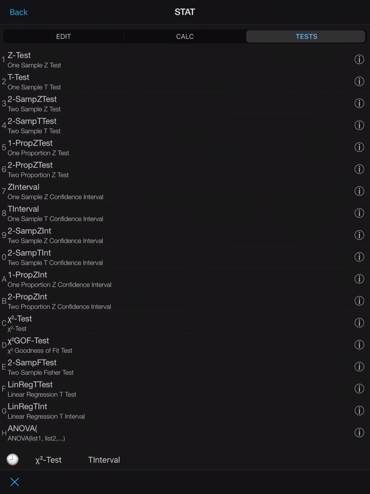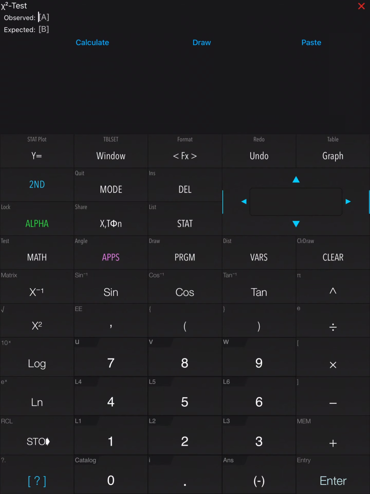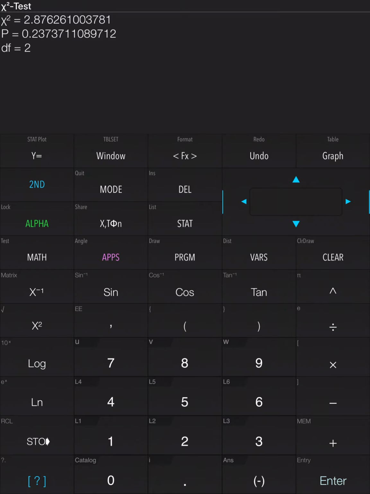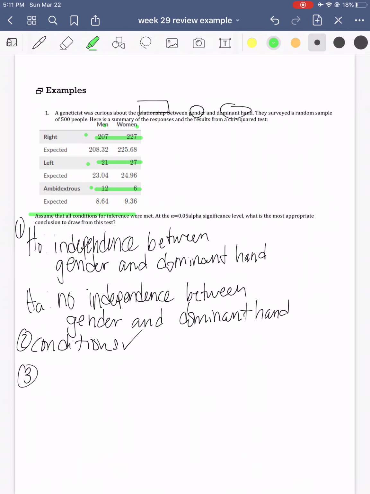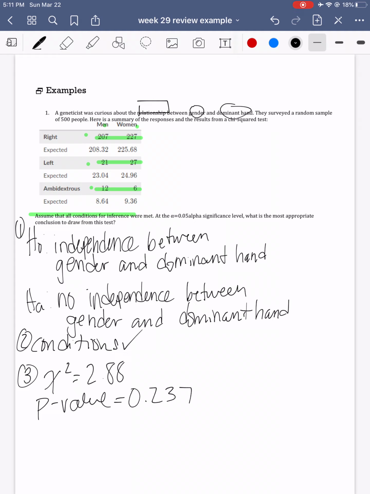Okay, so then it says go to stats, tests, the chi-square test, make sure I have matrix A as observed, and then it'll auto calculate the expected. So let's calculate. And there we have our test statistic, our p-value, and our degrees of freedom. So chi-square was equal to 2.88, our p-value is equal to 0.237, and our degrees of freedom was 2.